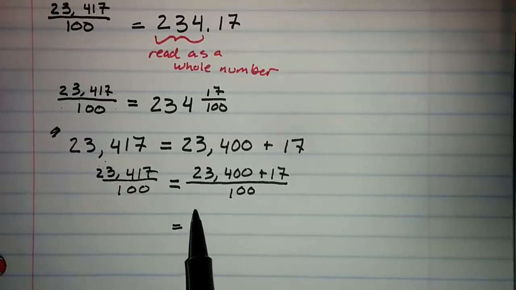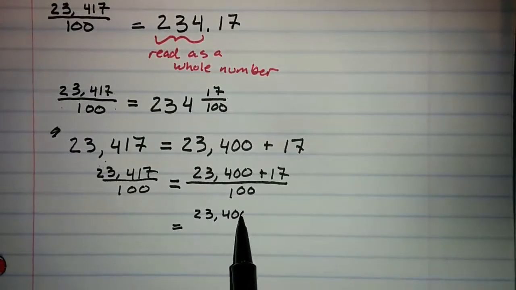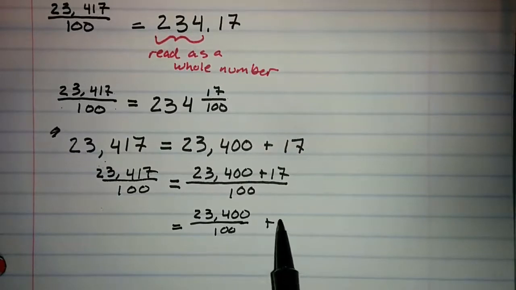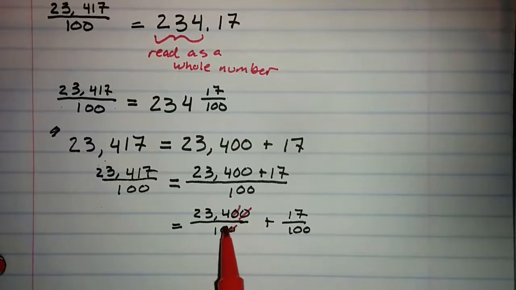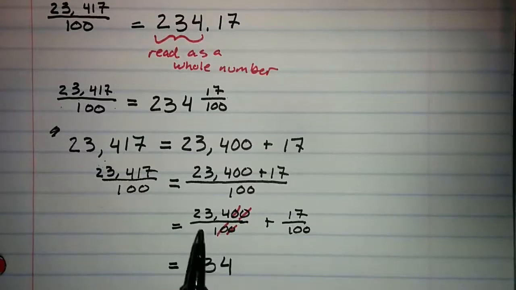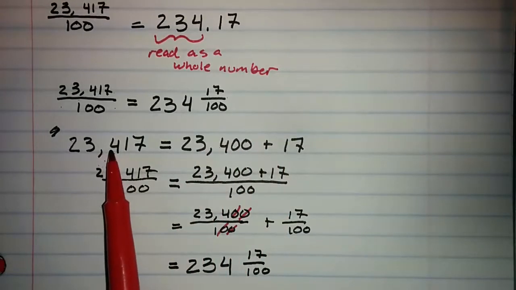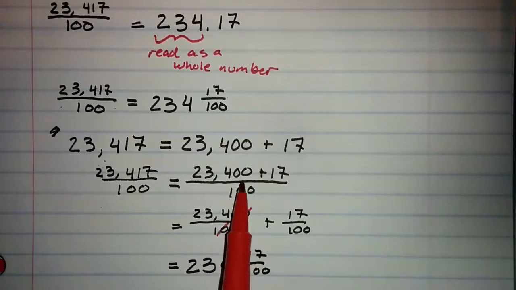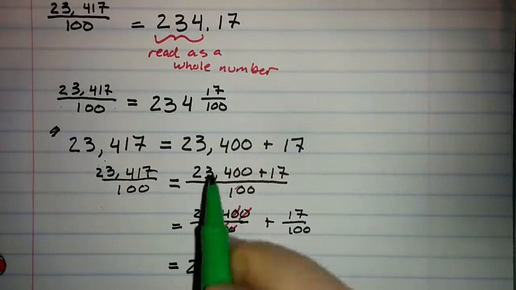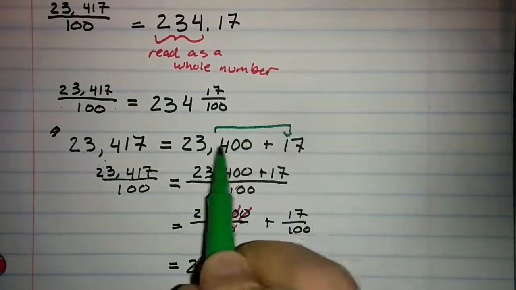So this is the same as 23,400 1/100ths plus 17 1/100ths. This fraction we can now simplify by canceling common factors of 10. And we get that this is, in fact, 234 and 17 1/100ths. So what was our key move here? Well, it was splitting up this whole number as this sum. Now this should remind you of something. This should remind you, kind of, of expanded form.